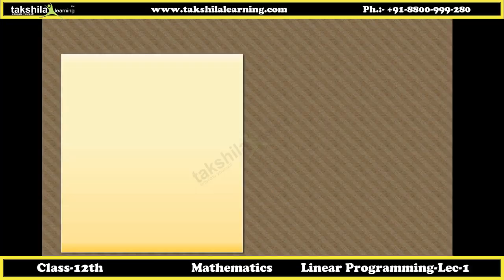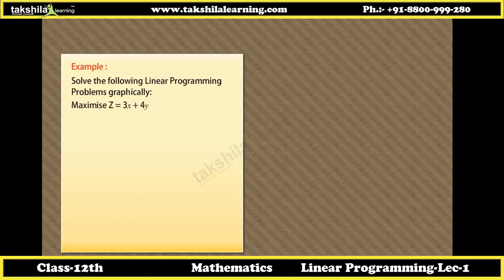Example of linear programming problem. Example: Solve the following linear programming problem graphically. Maximize Z = 3x + 4y, subject to the constraints x + y ≤ 4, x ≥ 0, y ≥ 0.